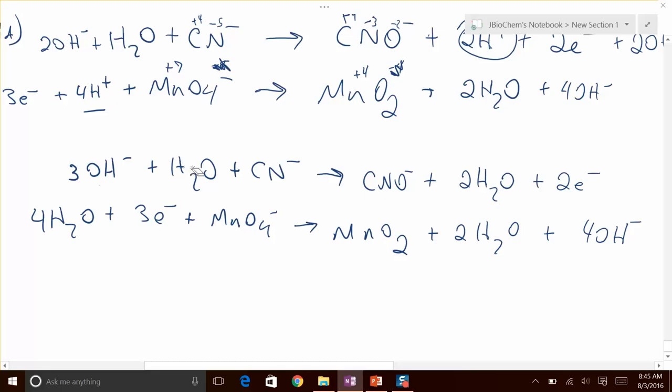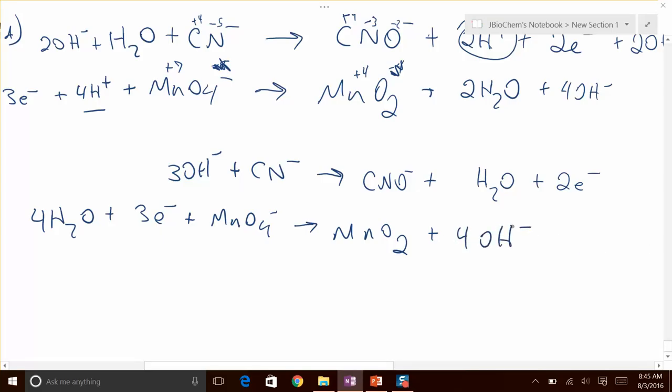So we have 3 OHs here. Oh, you know what? I should have eliminated this water. Can we eliminate the water first? Yes, please. And this would be just one water over here. I would eliminate one water from each side. This side, I get rid of these waters.